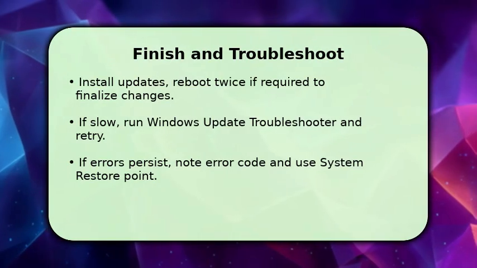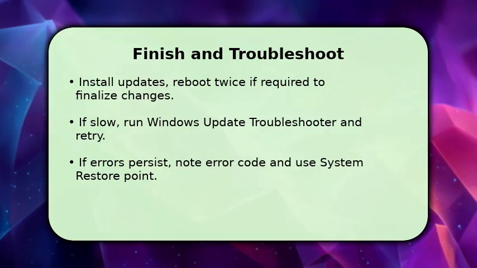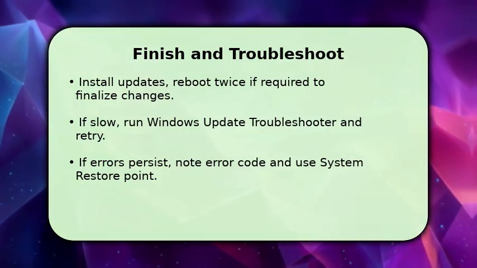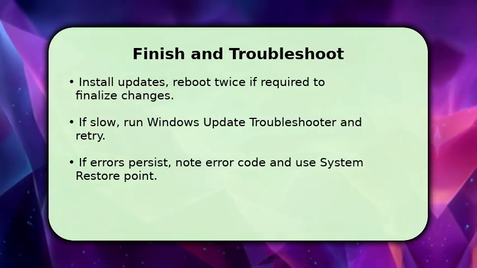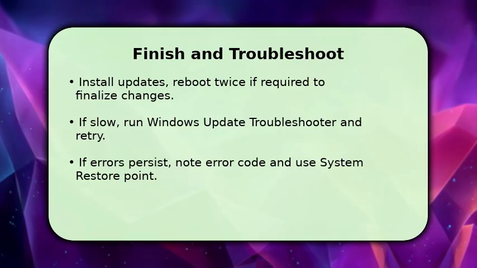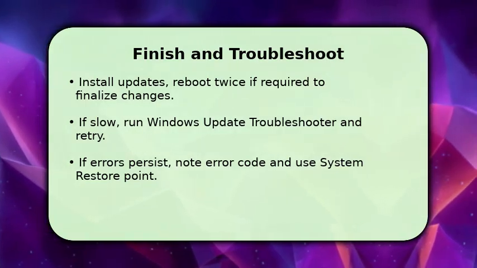Finish by installing available updates and rebooting as prompted. Sometimes 2 reboots are required to complete staged installs. If you notice persistent slowness, run the Windows Update troubleshooter from settings, then retry the update process. This tool fixes common service and permission issues automatically.